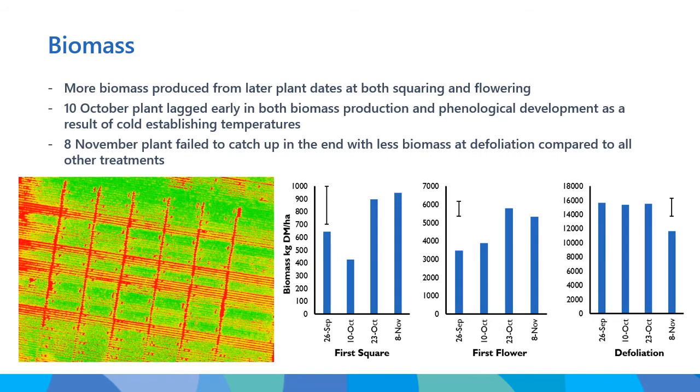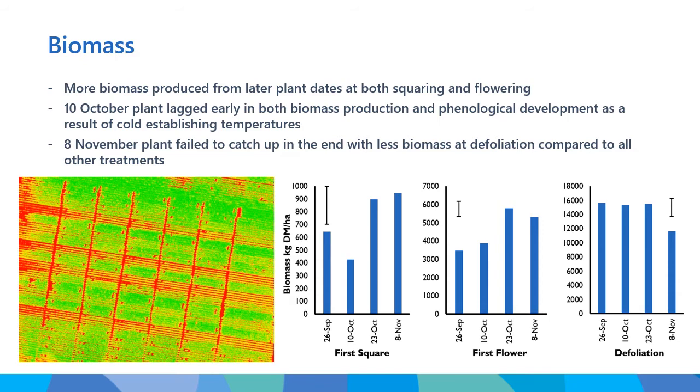So looking at the biomass and sort of relating this to McBanger's work previously, the first square and first flower biomass accumulation was higher in the later plant dates. So this is averaged across all varieties. There was no varietal response picked up in this. It was more focused on planting date alone.